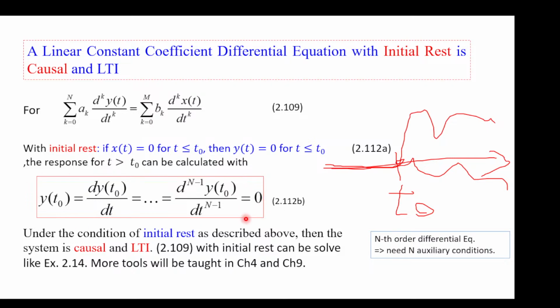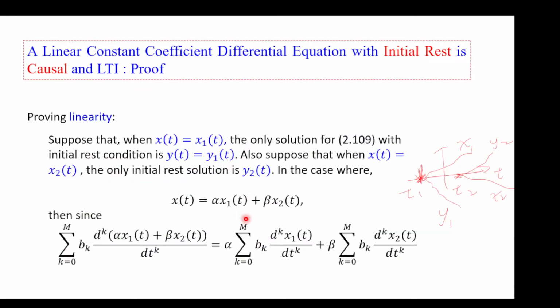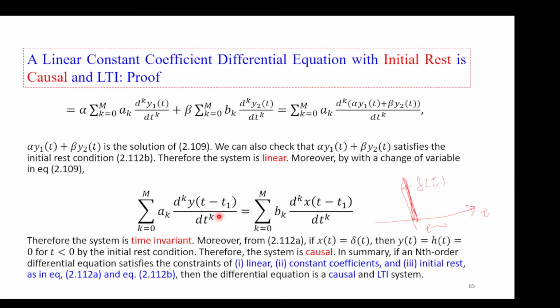We are going to do the proof now. Okay, so this is the proof. I guess we can see the causal part very first. So causal is actually very easy. No, so we need to prove it's LTI. The LTI part is harder, but if you prove it's LTI, then causal is very easy to see.